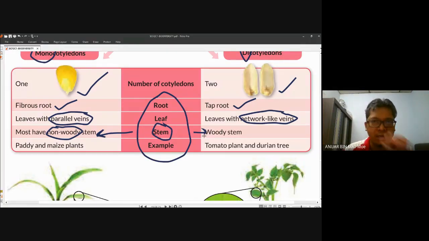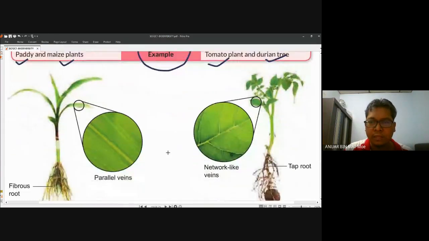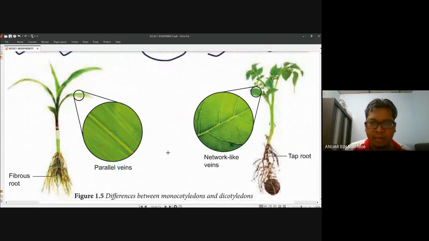Kayu dia macam kayu yang keras itu, dia ada untuk dicotyledon. Okay, example of monocotyledon: paddy and maize plant, and then for dicotyledon: tomato plant, durian tree. You can see the picture here. These are the characteristics, and this type of question may be very popular when asked during the examination.